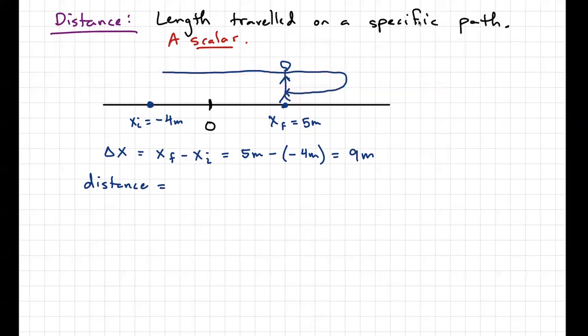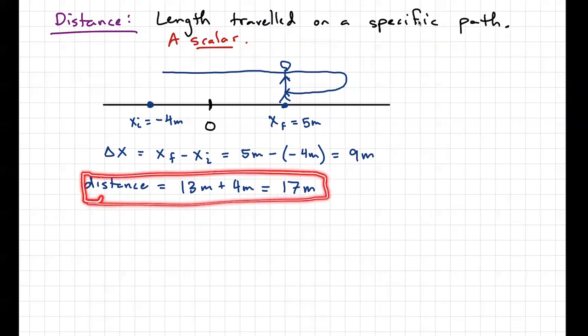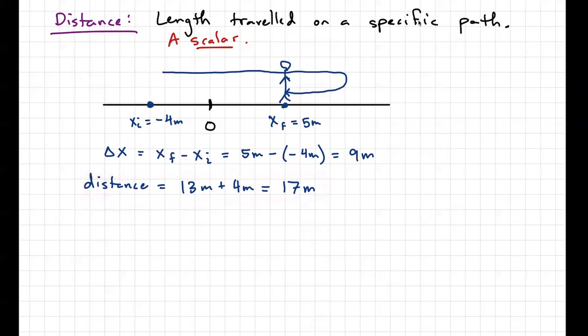So the distance I traveled was 13 meters plus 4 meters is 17 meters, even though my displacement was only 9 meters. This doesn't contain any information about the direction I was going. It just says, what was the total length I traveled on whatever path I took? And there's no reason the distance and displacement have to be the same. In general, they'll be different. They'll only be the same if you move one direction in a straight line the whole way.